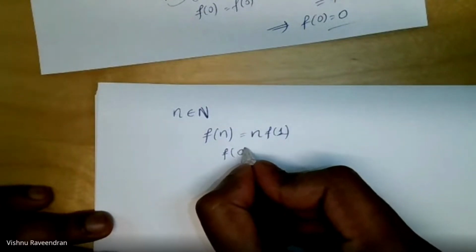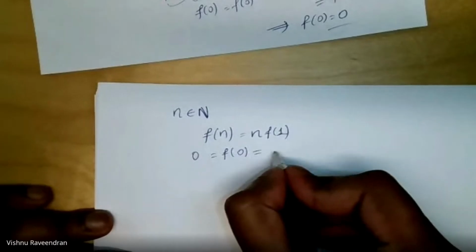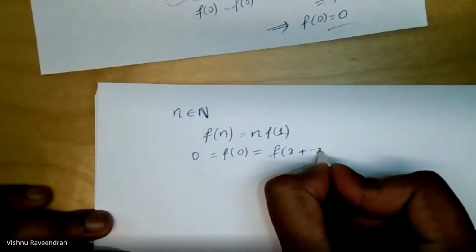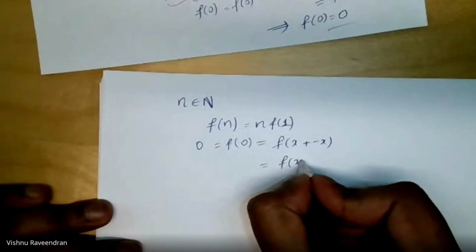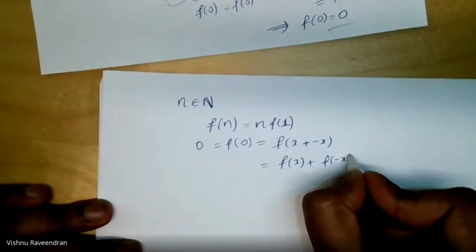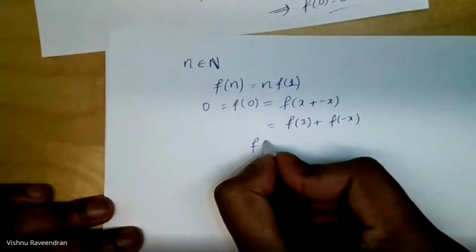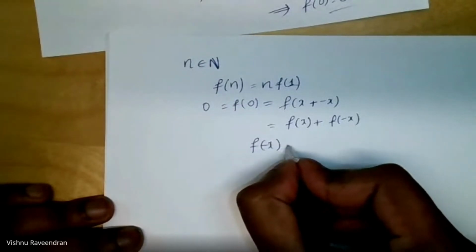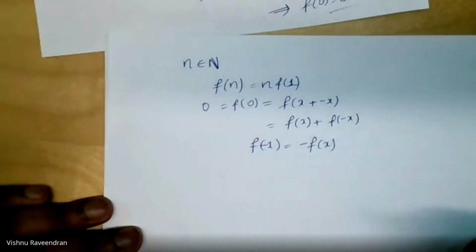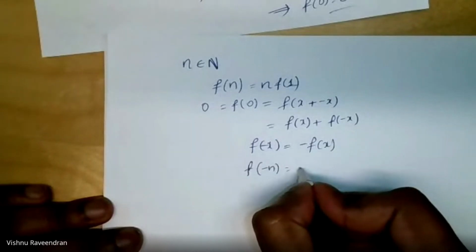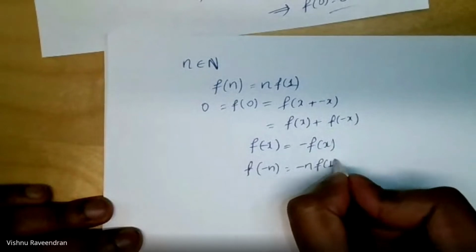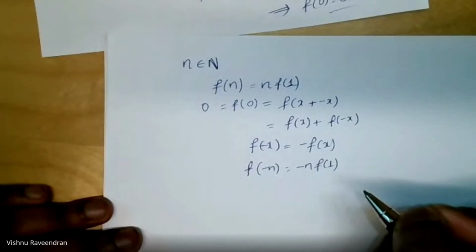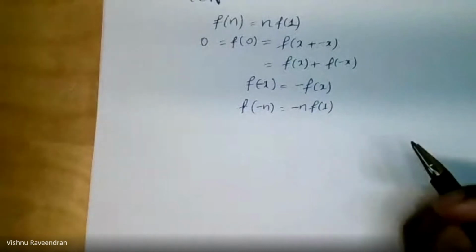So f of 0 is f of x plus minus x, so you will get f of x plus f of minus x. From here, you can conclude f of minus x equal to minus f of x, right? Yes, sir.